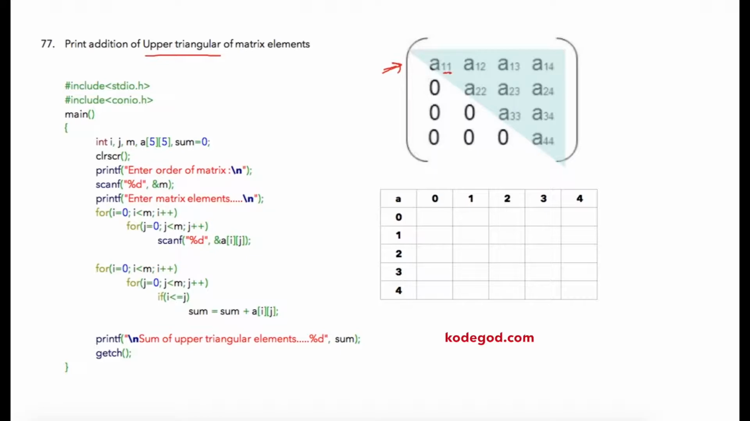So here row and column number is equal. However, here row number is less than column number. So this pattern will be similar everywhere. If we want to do addition of all these numbers, then our condition will be row number less than or equal to column number. So let us see what we have done in the program.